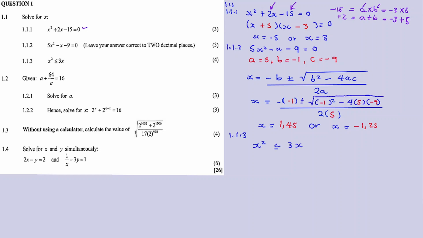and then 1.1.3 x squared less than or equal to 3x. This is a quadratic inequality equation, so therefore kwamele si transpose lo 3x to the left hand side, so that sizoyibhala ku standard form. Kuyoba ubani? X squared minus 3x less than 0. So nangithi ku standard form, I mean this.